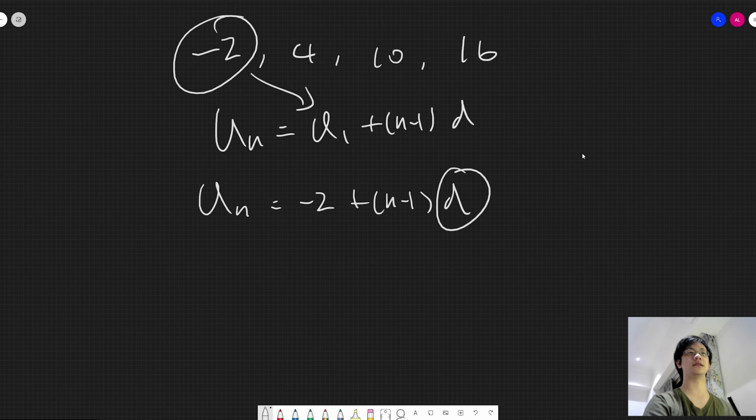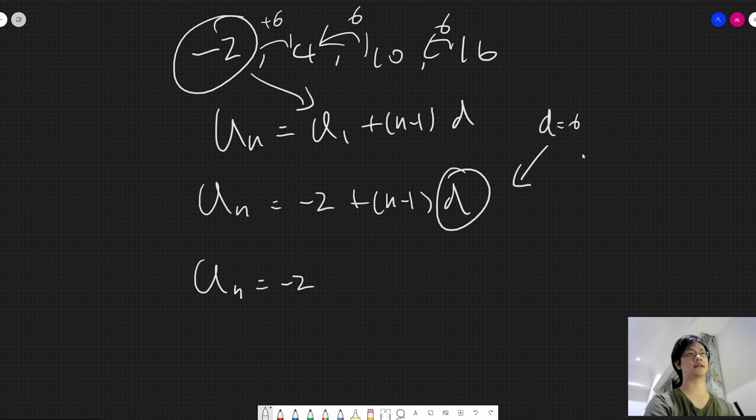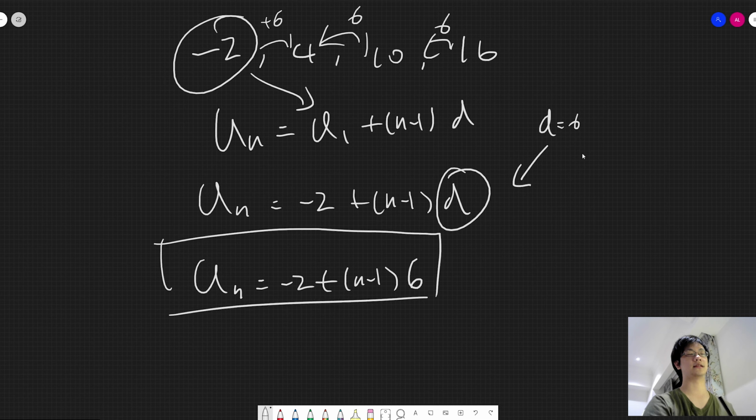And then we just have to figure out d. How do we figure out d? Common difference between any term. 6, 6, 6 plus 6, right? Because we're going from left to right. So d equals 6. And if we put that in, I get u_n equals negative 2 plus (n minus 1) times 6. This is my arithmetic sequence. I can find any term using this.